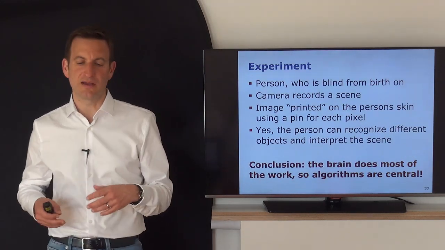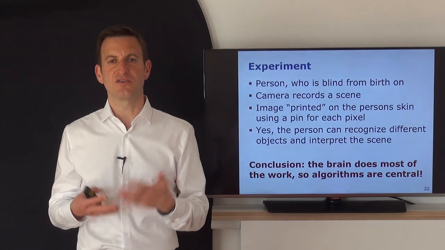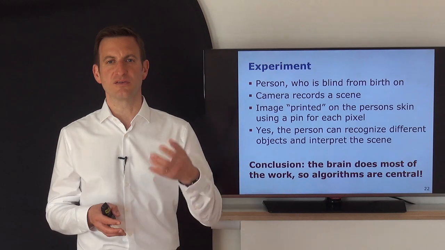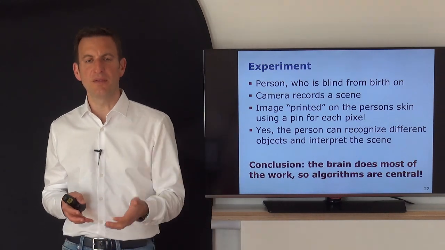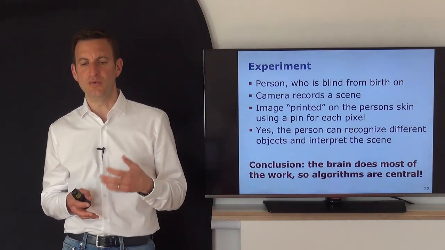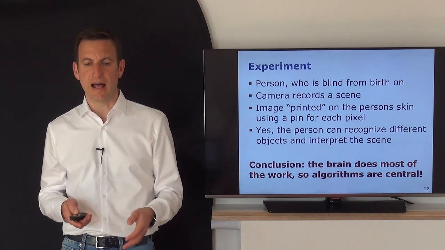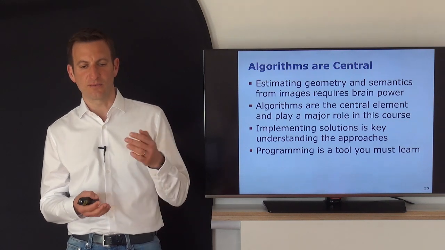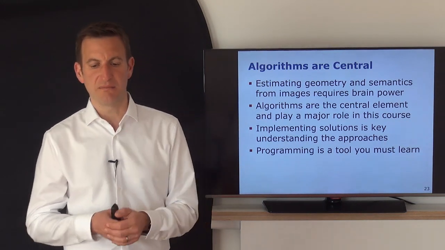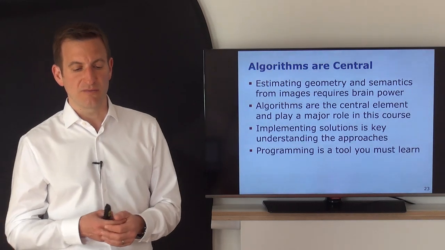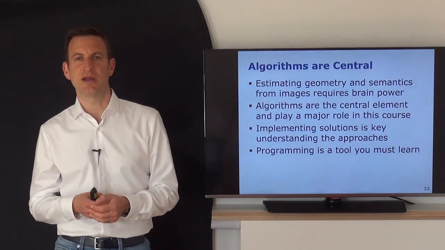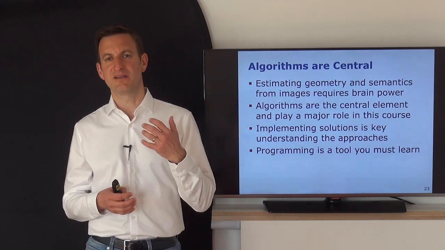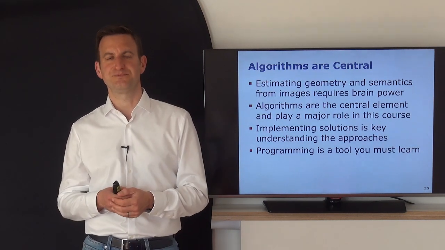So as a conclusion for that, designing the sensors is not what we are focusing on. We focus on doing the interpretation, so taking the sensor data and building the algorithms that allow us to do the estimation. So algorithms are central in here, and they are a key ingredient. For estimating semantics or geometric information from images, we require brain power, and our algorithms are the central element that describes this brain power.